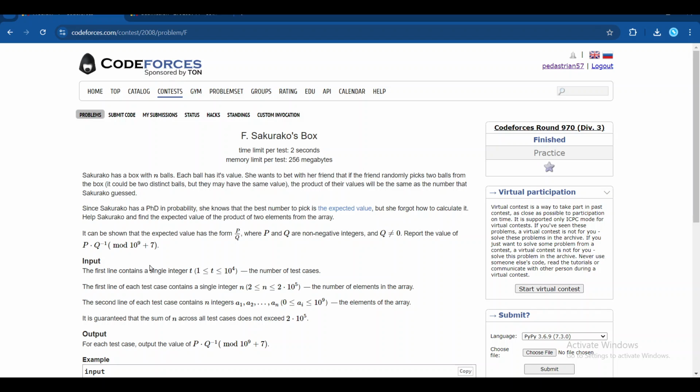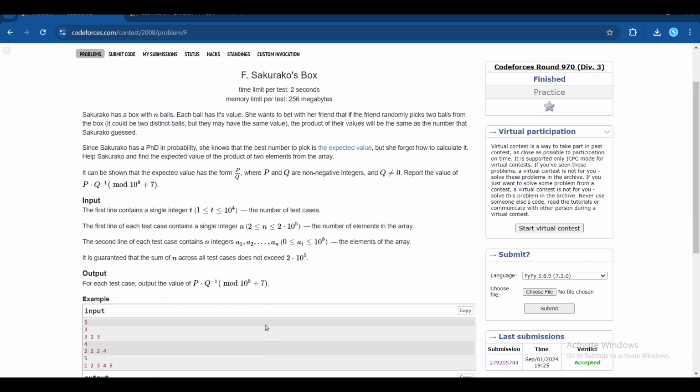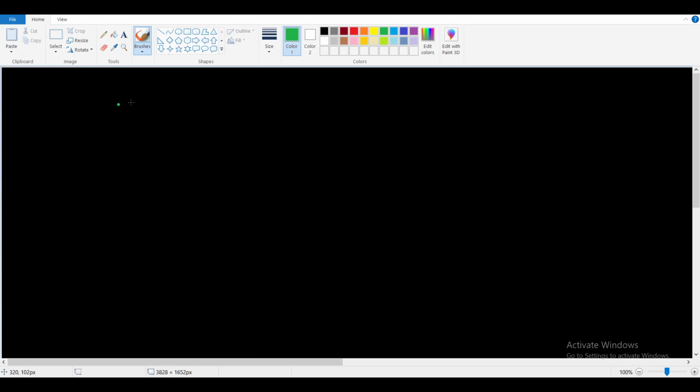So what is the problem? We are given an array of n integers, and we have to find the expected value of the product of any two integers in the given array. So let's take one example, 3 2 3. Now what is expected value?